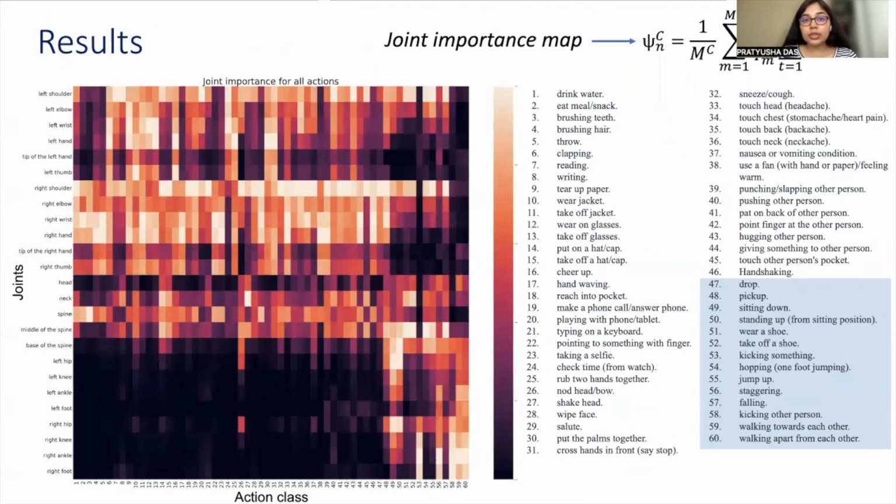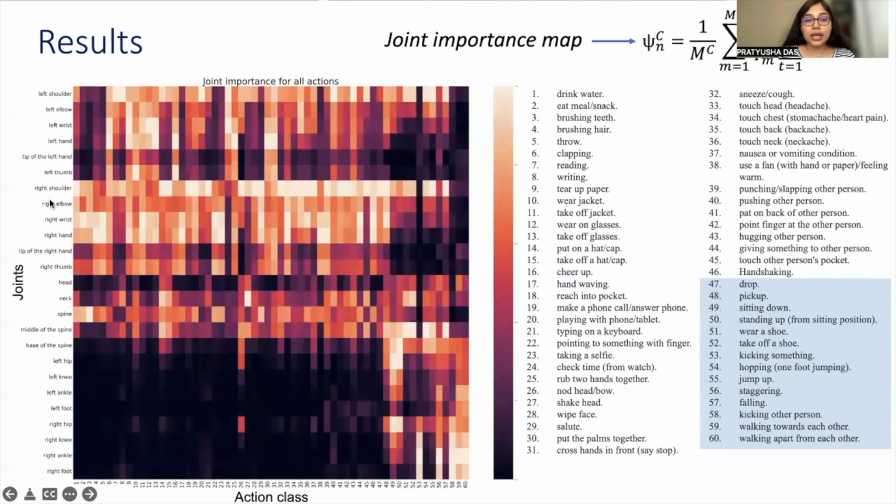Now here, you are seeing the spatio-temporal joint importance map. To get a joint importance map for each of the actions, I took the spatio-temporal joint importance map for all the data points and took an average over all the time points and all the data points in a particular class to create this joint importance map for the 60 actions.